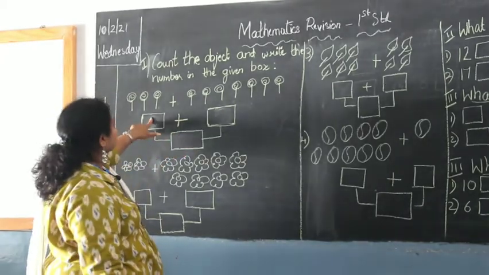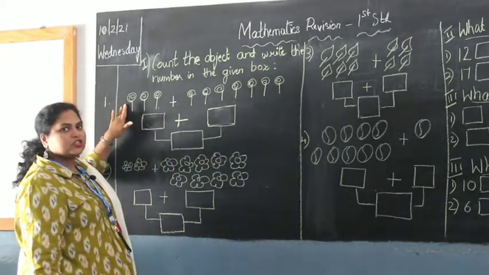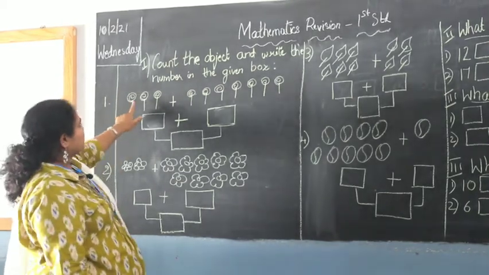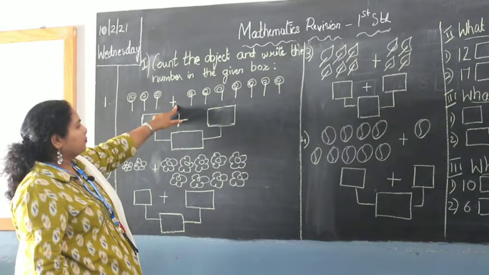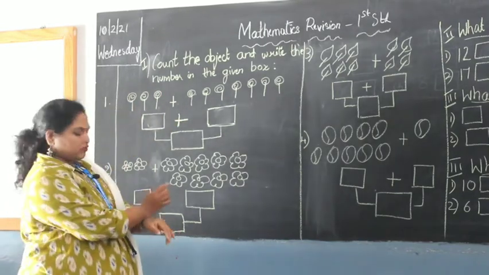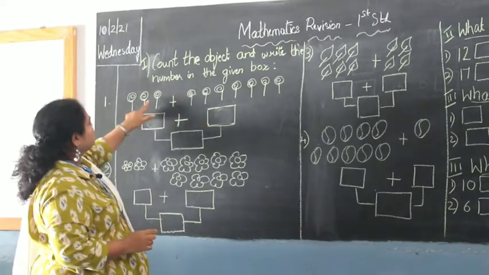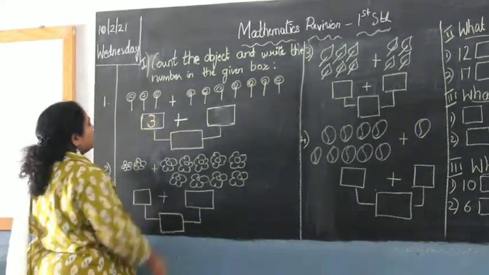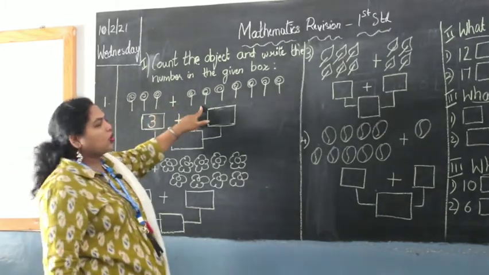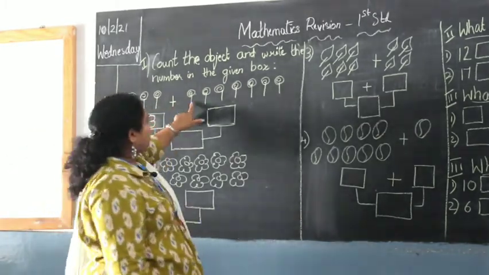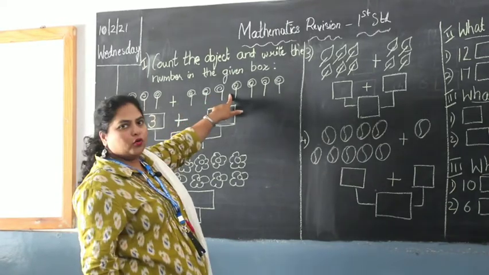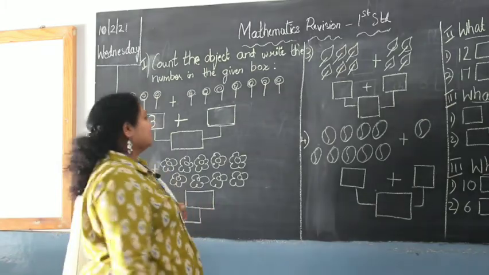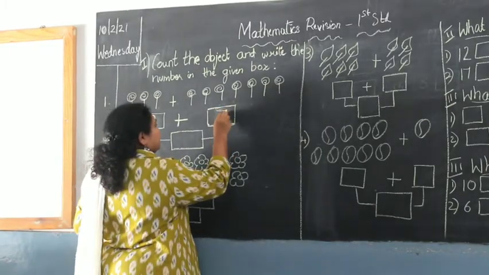Okay, so what is the first thing? We have lollipops. What are these children? Lollipops. So let's count how many lollipops we have. 1, 2, 3 plus. So what is before the plus sign is what we are counting first. So 1, 2, 3. We have 3 lollipops. So I'm writing 3 here. 3 lollipops plus how many are on this side? 1, 2, 3, 4, 5, 6, 7. How many lollipops do we have? 7. So we'll write 7 in this box.